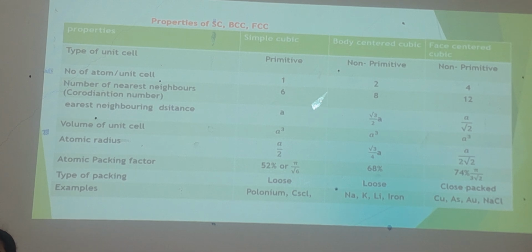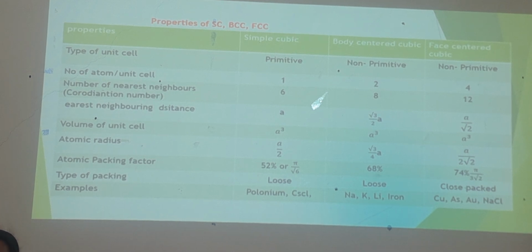You can see that the simple cubic and body centered cubic are very loosely packed, and coming to the face centered cubic, it is closely packed. The few examples I have listed in the table: for simple cubic, SC, it is polonium and CaCl; for body centered cubic, it is sodium, potassium, lithium and iron; for face centered cubic, it is NaCl, Au, As and Cu. So these are the few properties we have listed.